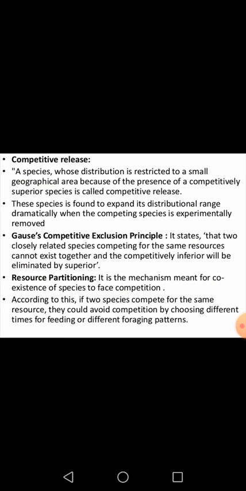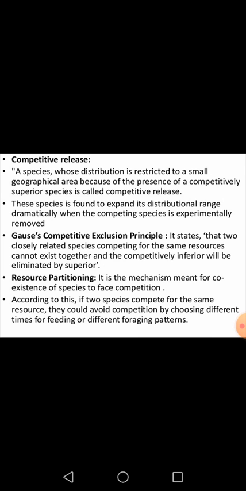Okay. Now, due to the competition, one concept can occur, and this is called competitive release. Actually, what is competitive release? I am telling you that a species whose distribution is restricted to a small geographical area because of the presence of the competitively superior species is called competitive release.